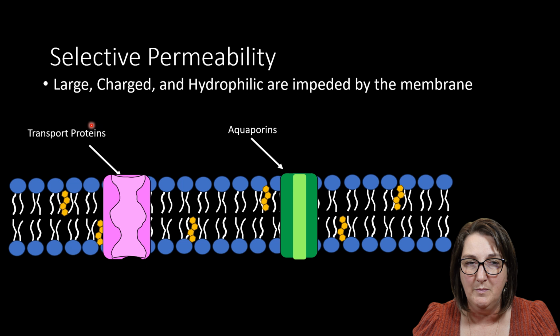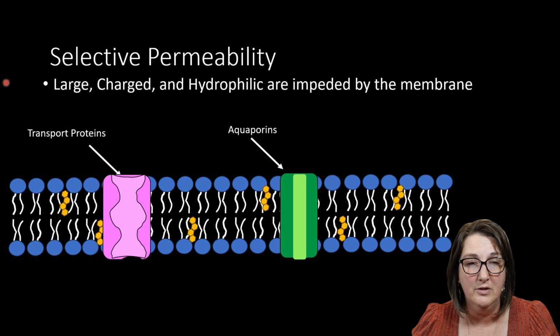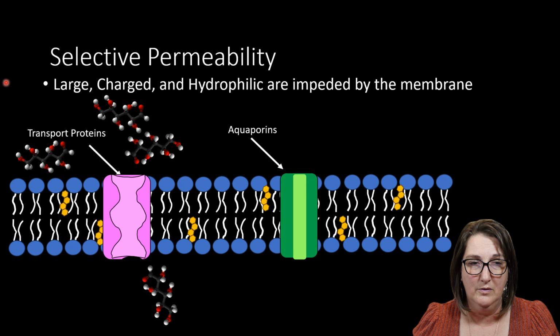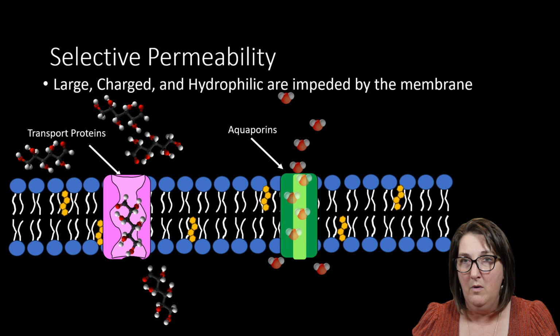So here I have transport proteins, and here I have aquaporins. So some of them will be very specific. So aquaporins is going to be water. Transport protein can transport things like sugar or things that are charged. So here I have sugar molecules. So these sugar molecules will be attracted to this transport protein, and then I'll have sugar molecules that will go through. Here I have aquaporins. This is going to be charged where it's going to attract water molecules, and those water molecules will go through too.